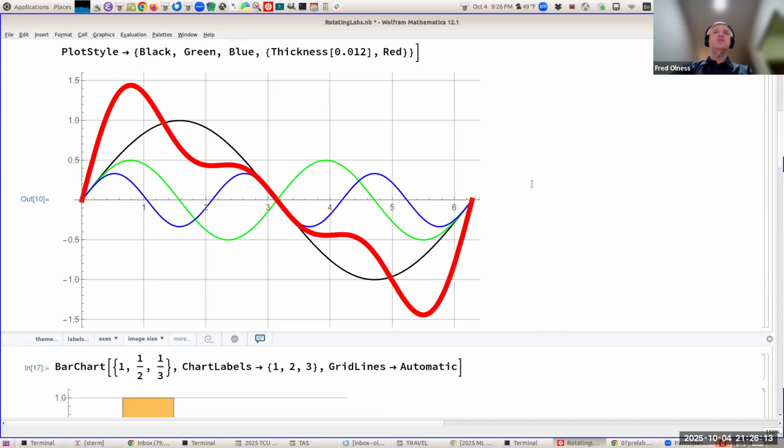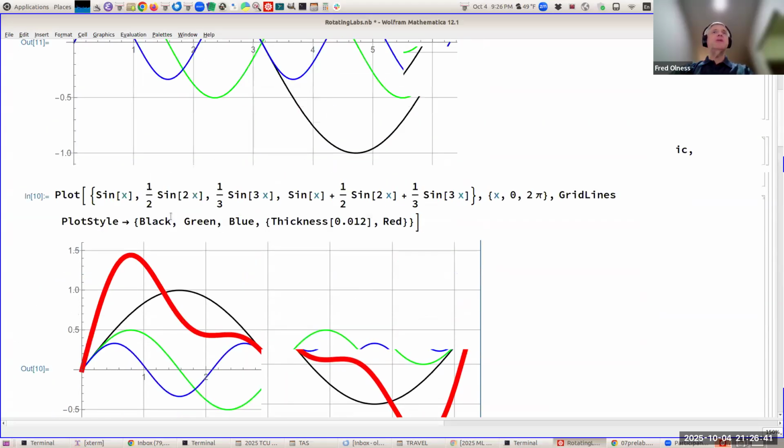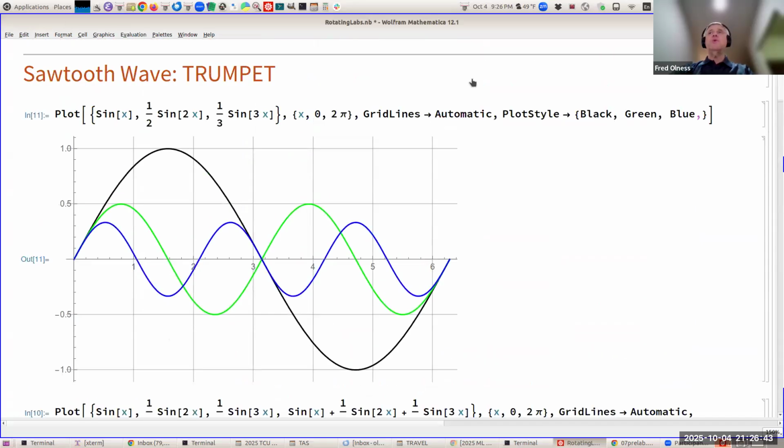And now I'm going to show you the frequency domain graph because the frequencies are down here. That's this bar chart. In the frequency domain, this is frequency 1 hertz, 2 hertz, 3 hertz. And I have one of the first one, a half of the second one, and a third of the third. So this is what I have, and that will give me my synthetic trumpet. So that's the synthetic trumpet that gives me the sawtooth wave.